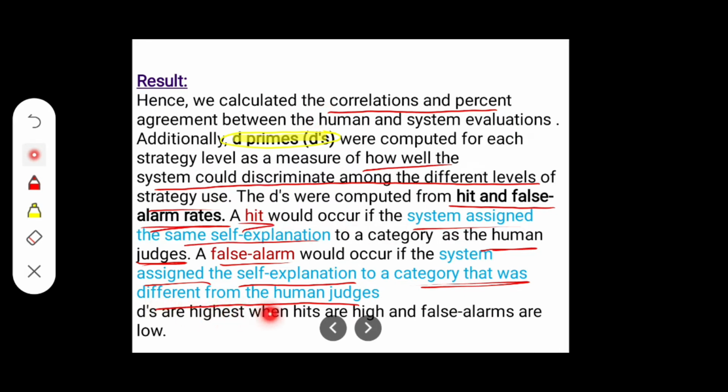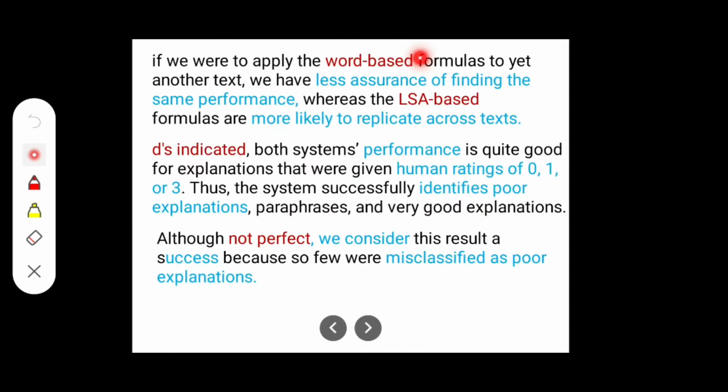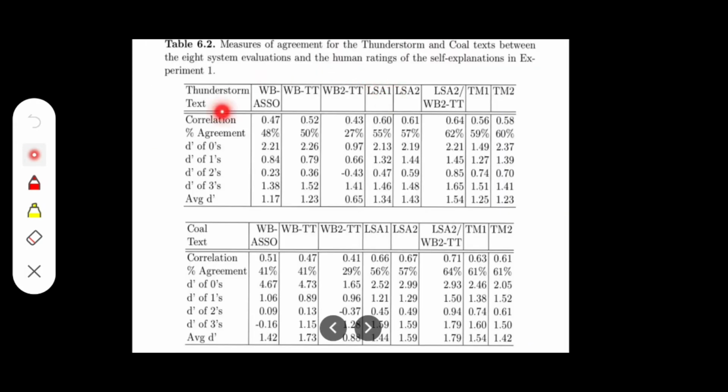The d's are highest when hits are high and false alarms are low. So this is the table that we obtained, for the thunderstorm text and also the cold text. These are all the values that they have calculated by applying some rules, which I'll explain in this slide: word based formulas and LSA based formulas.